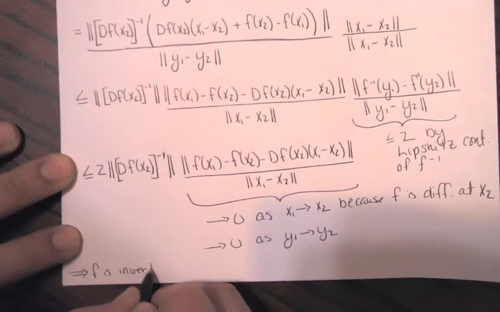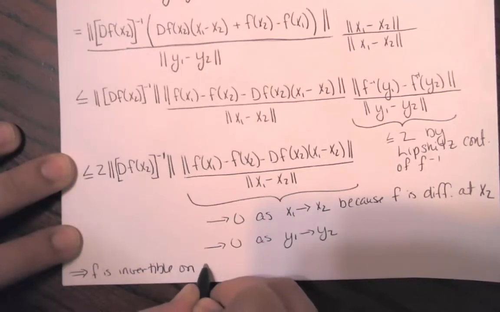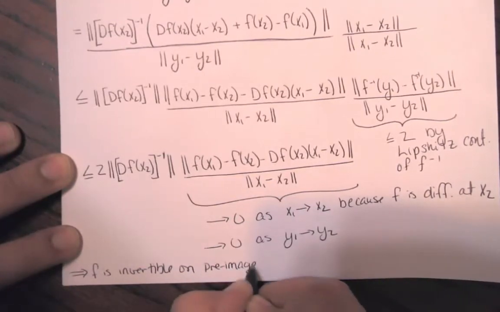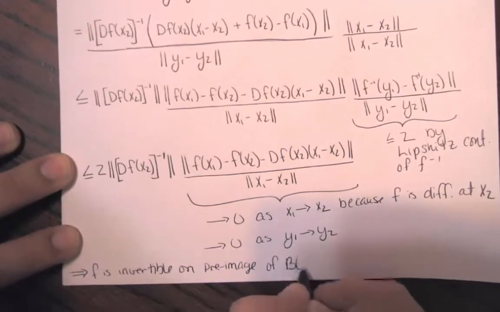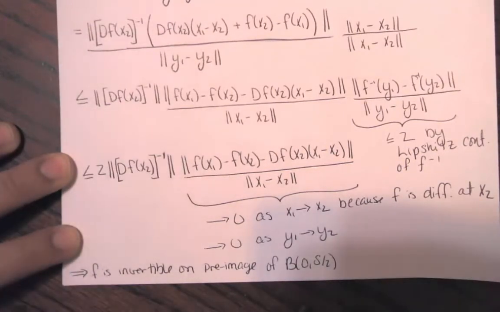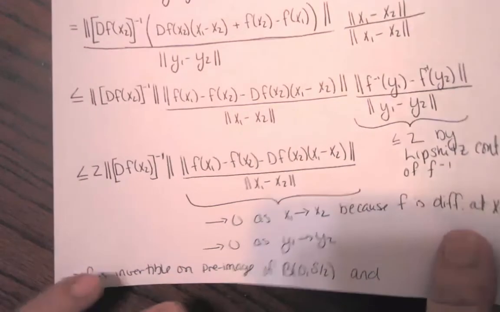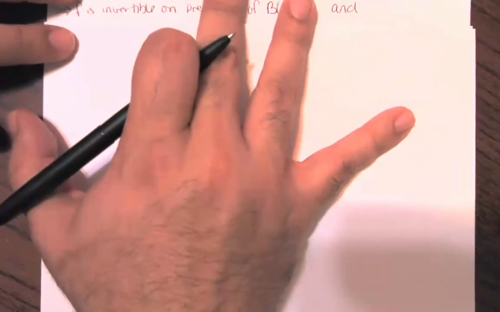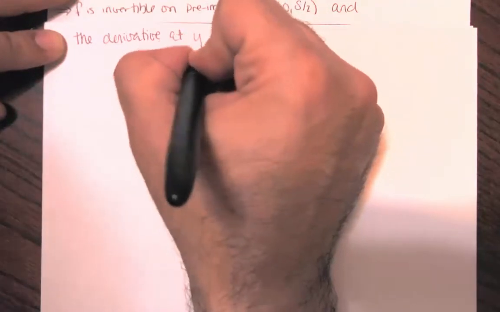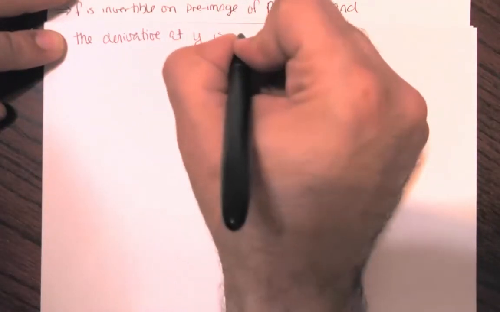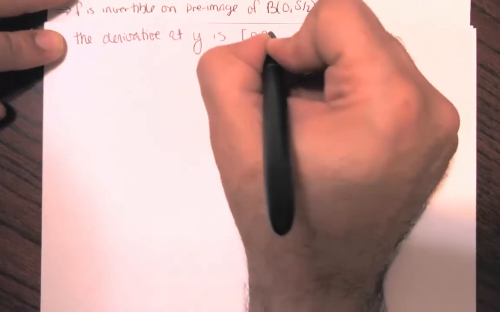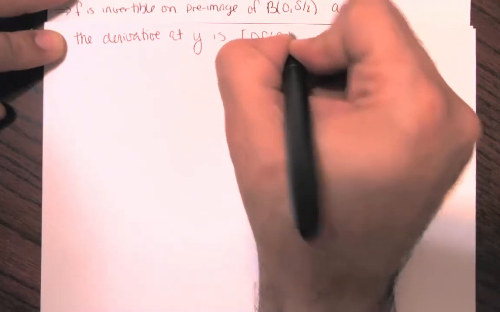f is invertible on the preimage of the open ball of radius delta over 2 centered at 0, and the derivative at y is the derivative at the inverse image of y.